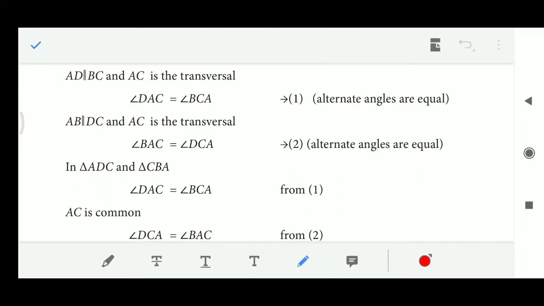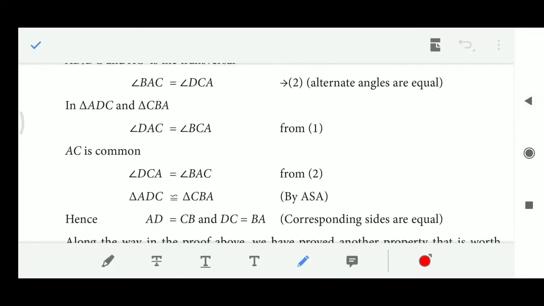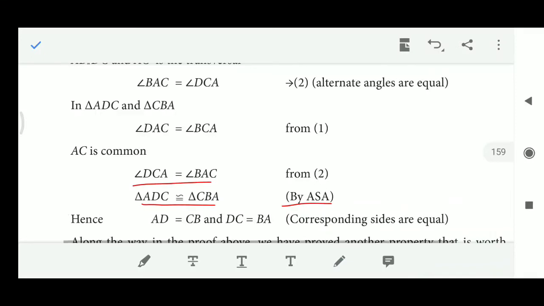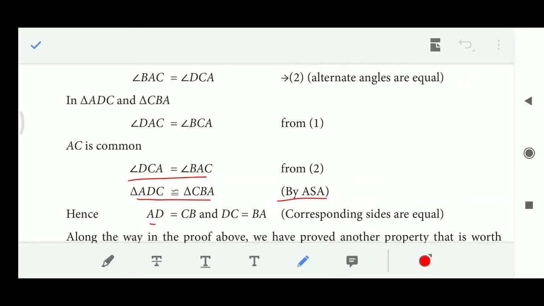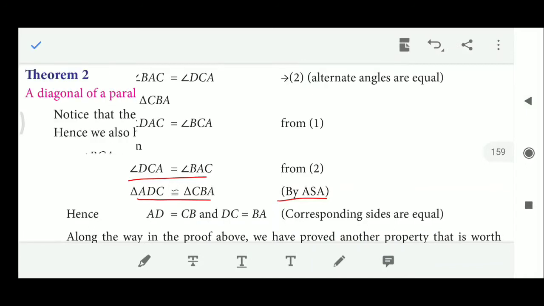So in triangles ADC and CBA, two angles are equal and one side is common. AC is a common side. So using the ASA property, angle side angle, both the triangles are congruent. Triangle ADC is congruent to triangle CBA. So by the corresponding sides are equal property, we can say AD equal to CB and DC is equal to BA.